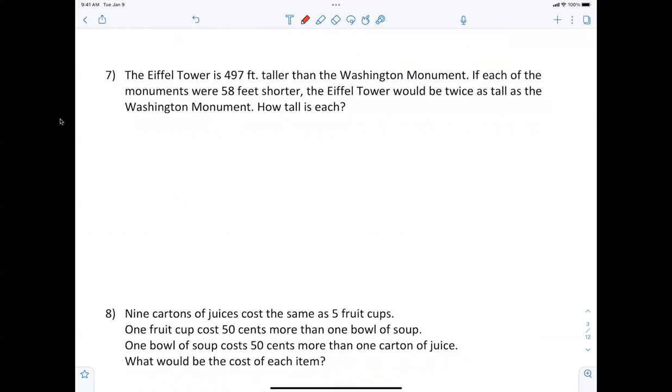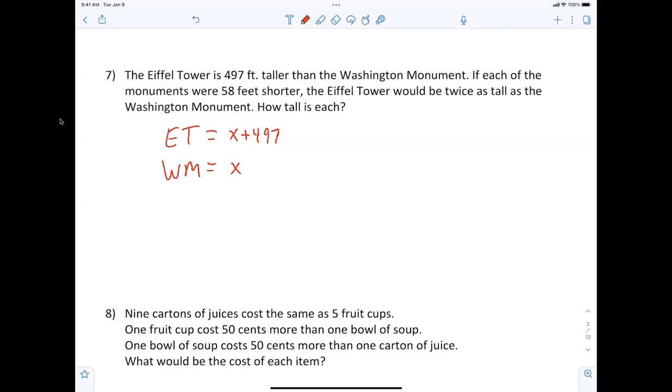Okay, the Eiffel Tower is 497 feet taller than the Washington Monument. So here we go. Eiffel Tower, ET. And then the Washington Monument. So how much is the Washington Monument? X. The Eiffel Tower is what? X plus 497.